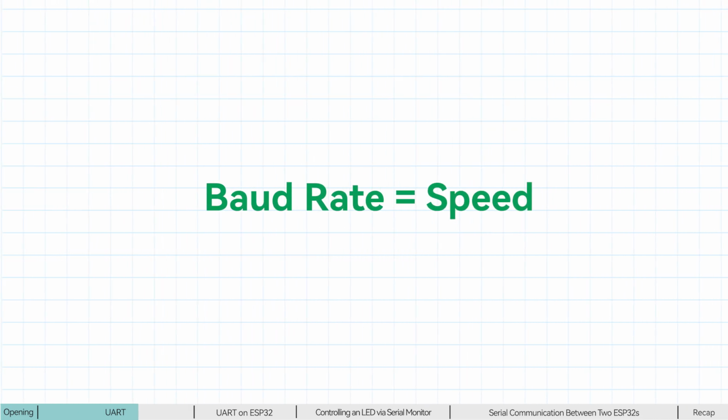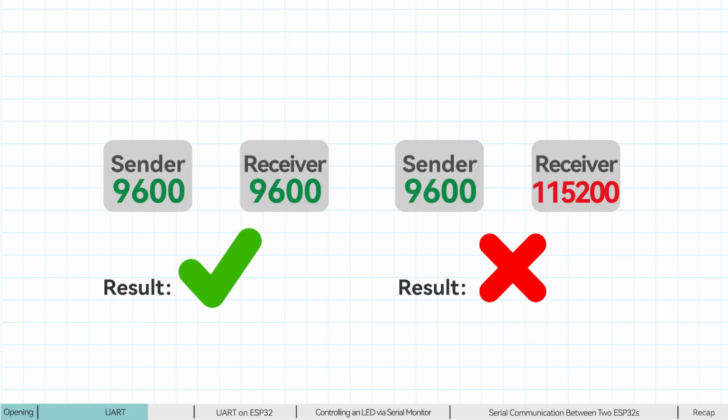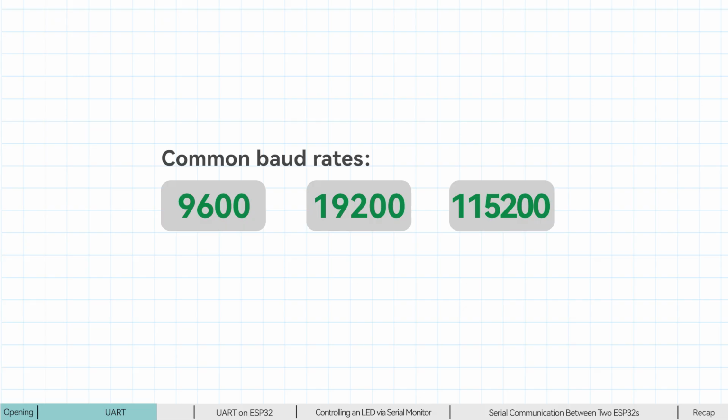The baud rate defines the speed of UART communication, measured in bits per second. When the baud rates match, the receiver can sample the signal line at the correct moments to accurately decode zeros and ones. The common baud rates are 9600, 115200, etc.